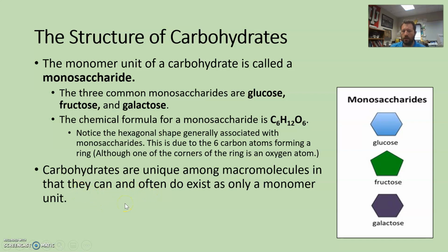Carbohydrates are kind of unique among the macromolecules we'll talk about because they do often exist as only a monomer unit. We're going to talk a lot about glucose this year, just glucose by itself. Most other macromolecules, if you have just one monomer, you really don't have the whole macromolecule. But for carbohydrates, you can have just one monomer and really classify it and call it the full macromolecule.